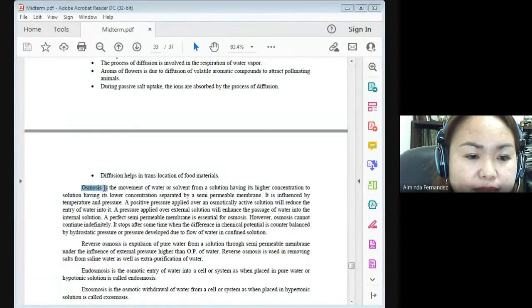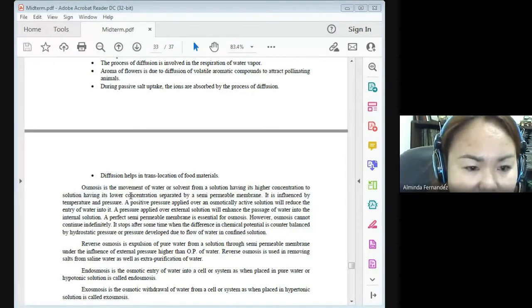Another type of movement is osmosis, wherein the water solvent moves from a higher to a lower concentration.